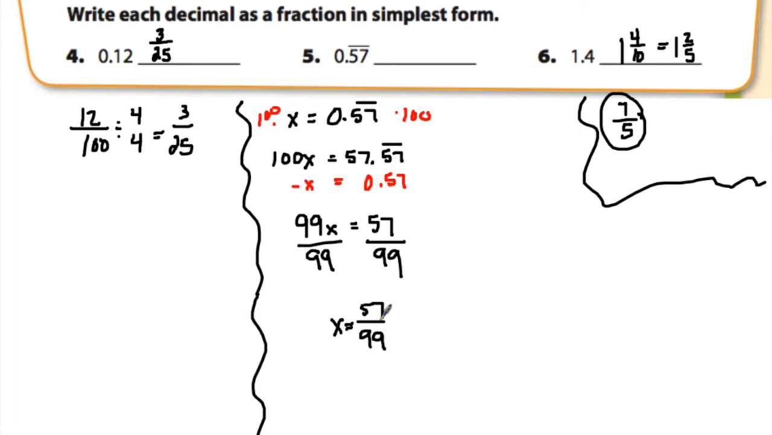Okay, but now when I look at this, I know, so 5 plus 7 equals 12, so I know both of these are divisible by 3. So if I take both of them and divide them by 3, on the top I get 19, and on the bottom I get 33. So as a fraction or a rational number in simplest form, 0.57 repeating is equivalent to 19/33.